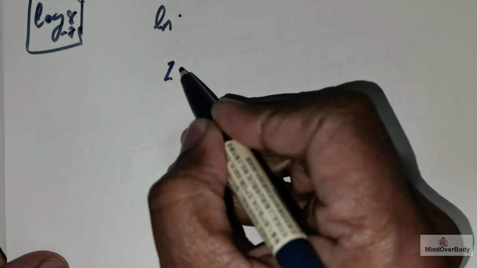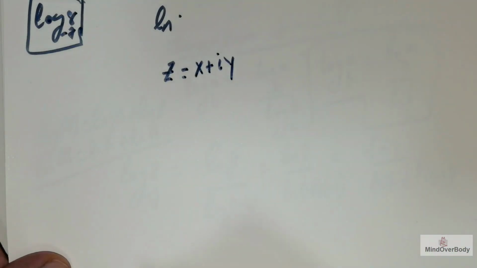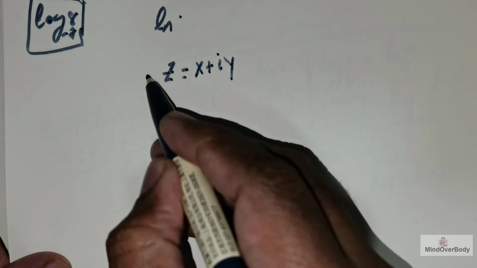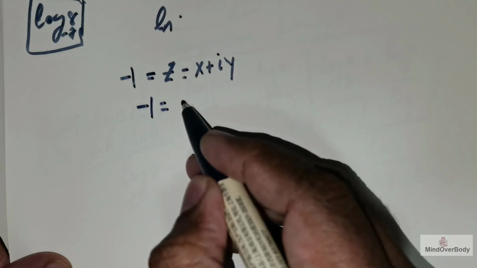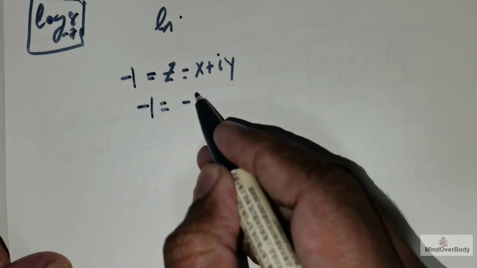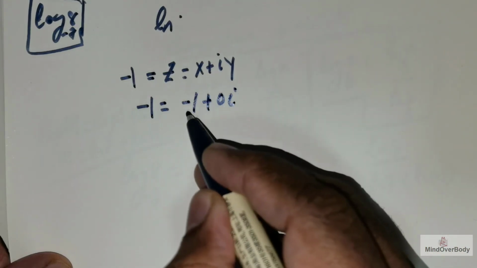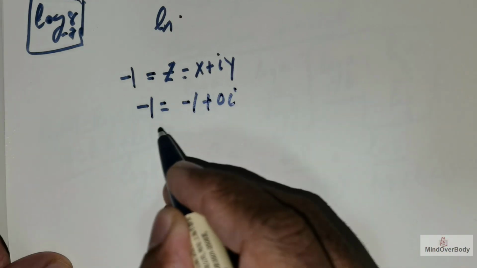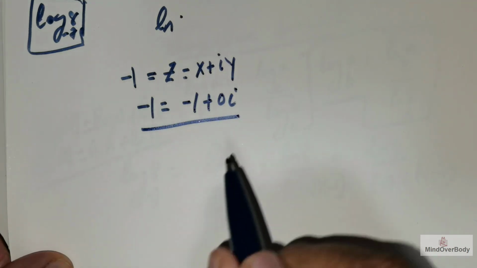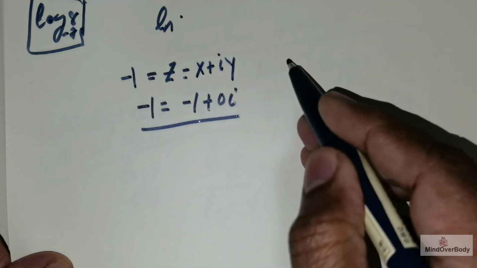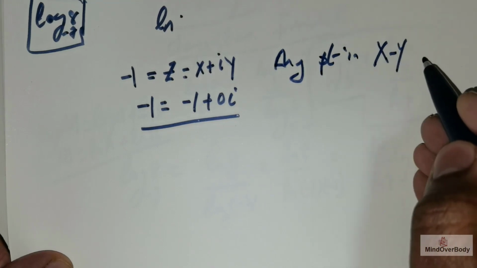Now, you have to know that any complex number is represented as z is equal to x plus iy. Now, if I were to take a complex number z to be negative 1, then this negative 1 can be represented as, say, negative 1 plus 0 times i, where the real part is negative 1 and the imaginary part is 0. So I can very well do that.